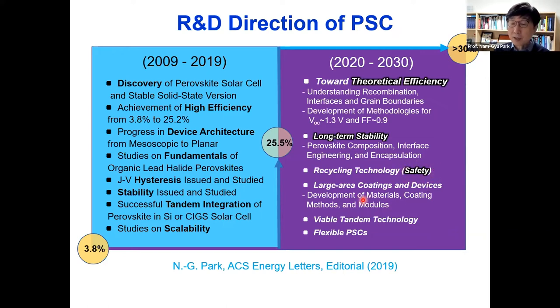And for commercialization, probably the company is developing large area coating and devices and tandem technology. And also the flexible perovskite has an advantage over other flexible photovoltaic materials.